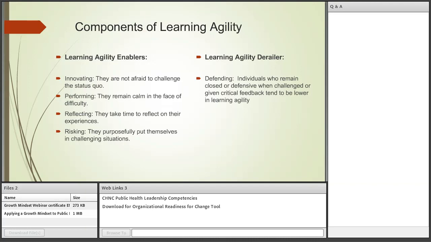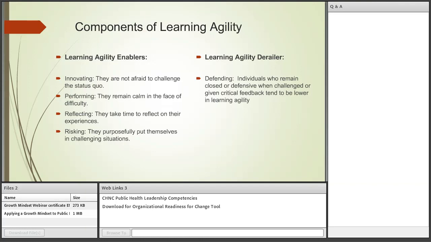And so when they're given feedback or challenged, it lowers your learning agility. You're not able to cope with that, and you're not able to adapt to the situation. And so the derailer is quite an important piece because it kind of negates all the other enablers. And that's something that you need to think about in terms of yourself. But there's also lots of enablers.